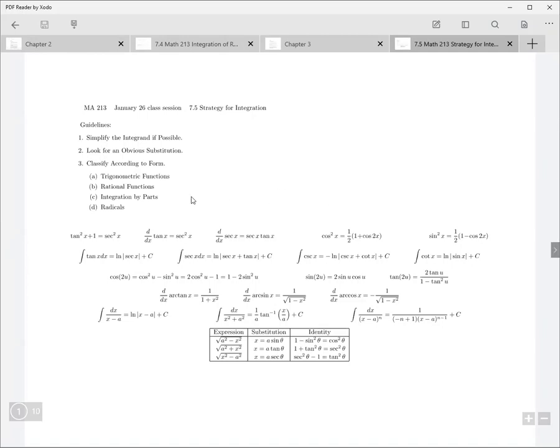So here's just a few guidelines, and then each problem is unique and is going to present different challenges. You want to simplify the integrand if possible. The integrand is what you're integrating. And then look for obvious substitutions. Those are u-substitutions. And then also you can classify according to form, and that can help out. At this point, we haven't learned a whole lot of different techniques, so you can kind of go through each one and see if it's going to work out. Okay, so let's do some examples.